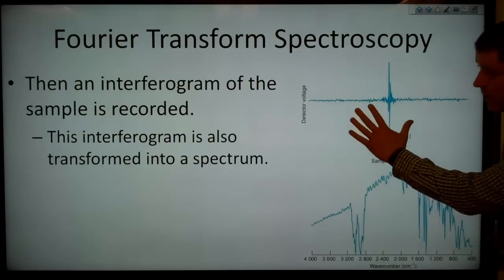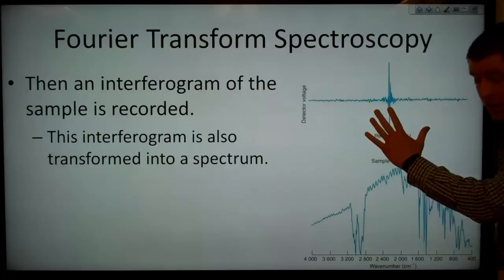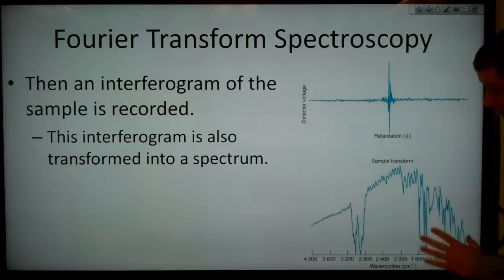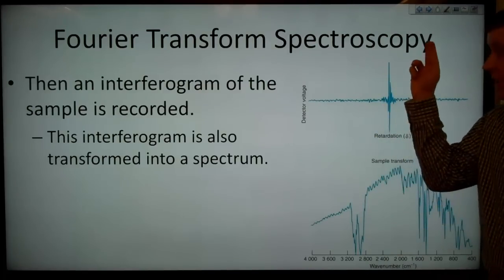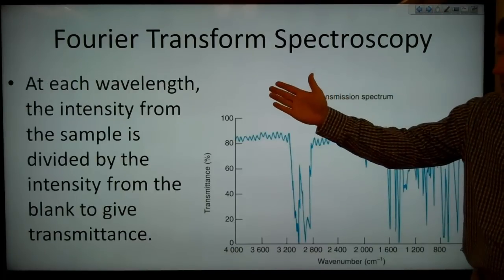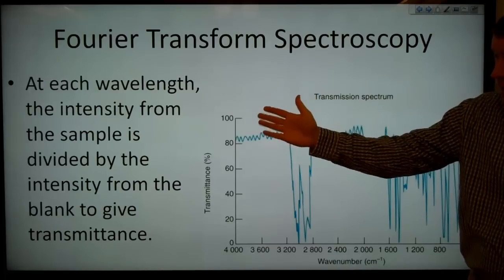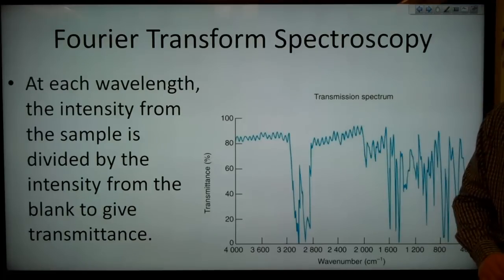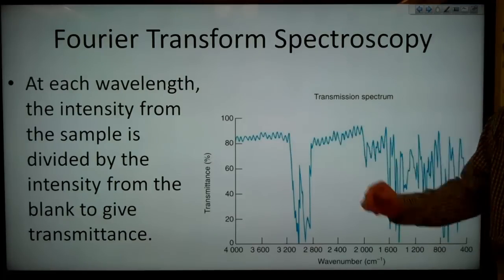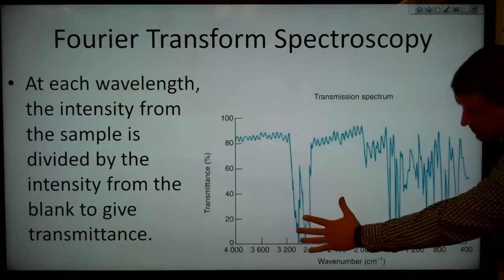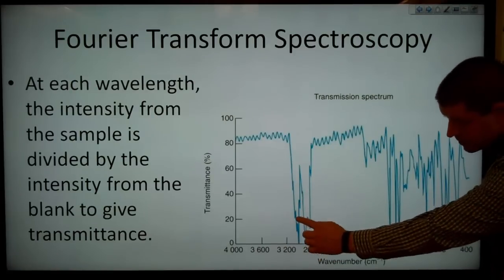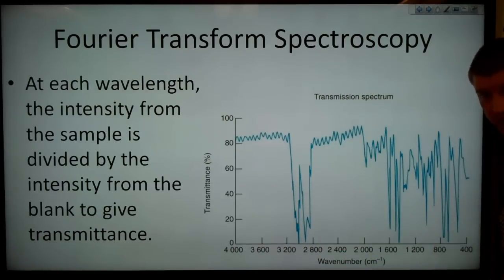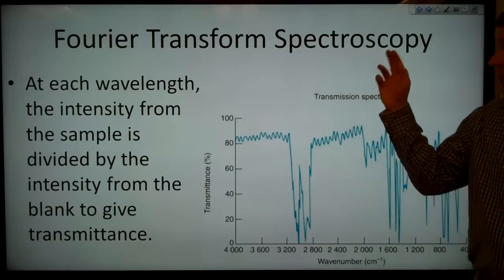And note here that our interferogram looks significantly noisier than it did before, and that's because now we have something in there aside from just solvent. And now at each wavelength, the intensity from the sample is divided by the intensity from our blank to give us a transmittance, or percent transmittance in this case. And so you can see now we've got some absorption here at these bands, which now have low percent transmittance.